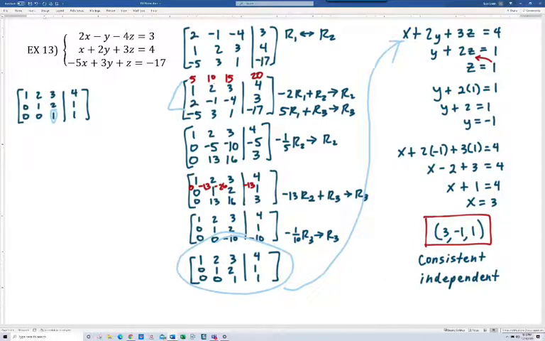And so I'm going to multiply the third equation by -3, and I'm going to add that to the second equation to get a 0 where that 2 is. That's going to give me my new row 2. And then I'm going to multiply the third equation by -3 and add that to row 1, and that's going to help me to get a 0 in this position here. And so let's go ahead and do that.